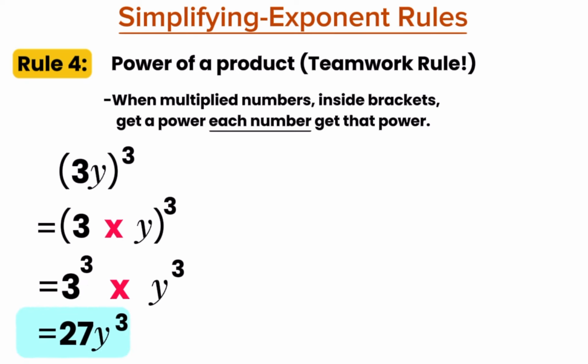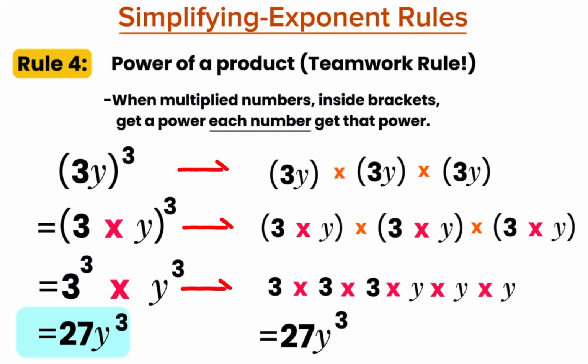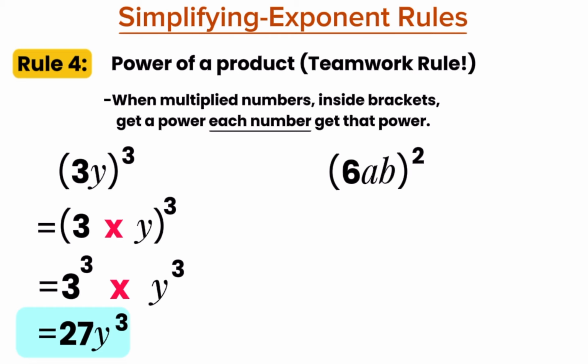If we write it out the long way, here's what it looks like. 3y times 3y times 3y. Now let's look at this expression. 6 times a times b, all to the power of 2.